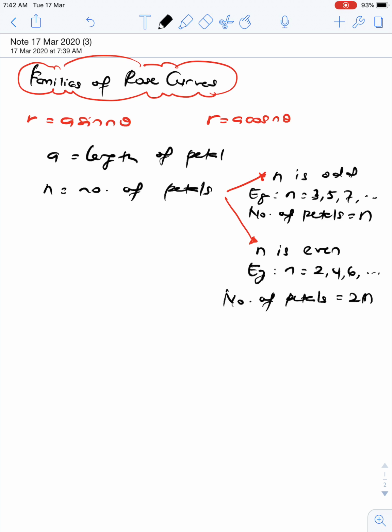Alright, so let's take a look at the first example. I'm going to separate the example into two parts. The first part is for the case where n is odd, and the second part is for when n is even. So example 1: sketch r equals, let's say, 5 sine 3 theta. Okay, solution.